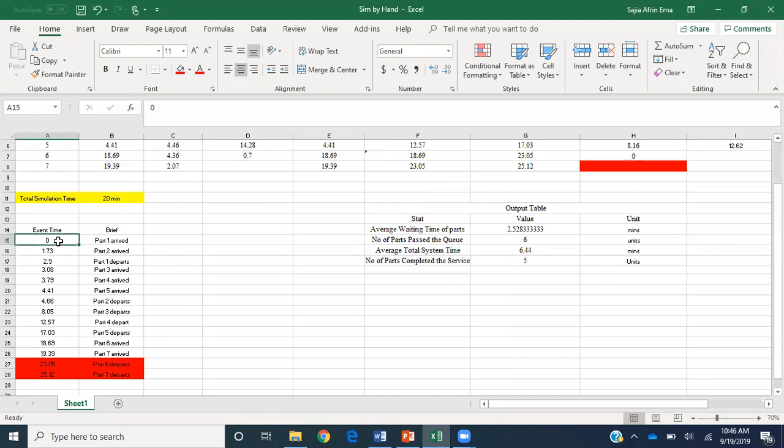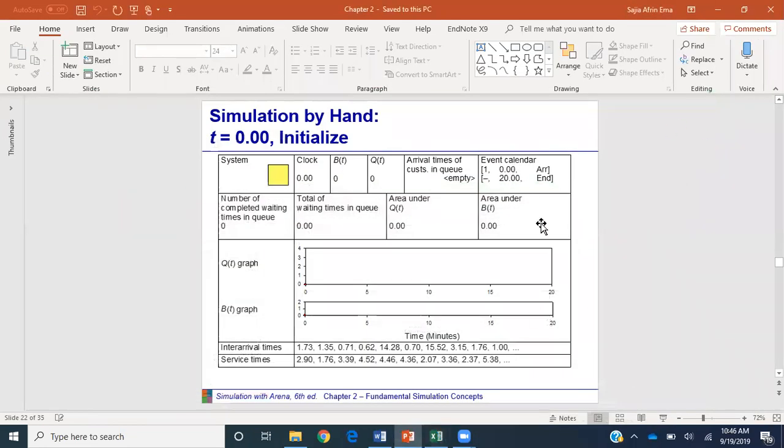At what time the event will happen? The event occurred. What happened at that time? So exactly similarly, they put it over here. Next, it says dash 20 end. That means at 20 minutes, this whole system, this whole simulation run will end. It doesn't know yet that part 2 is coming at 1.73 minutes. That's why it's not in the event calendar.